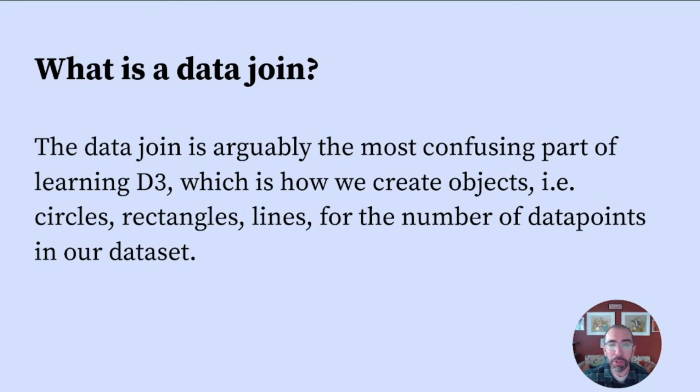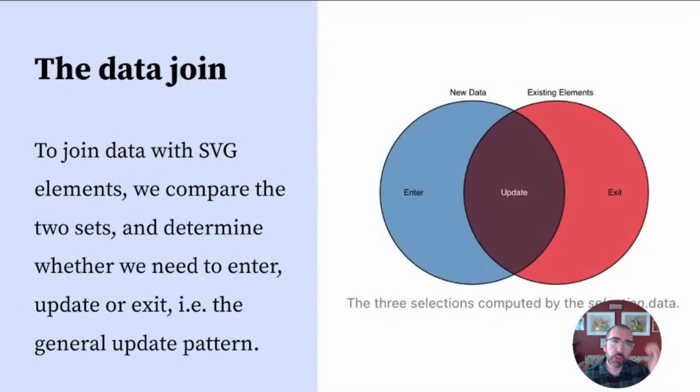And I would say this is probably one of the most confusing parts about learning D3, because when you see it, it looks maybe a little counterintuitive, right? And this again is about how we create symbols, if that's circles, rectangles, lines, based on the number of data points. So I'm going to show you this Venn diagram, and it's a good concept to have in mind. And we're going to go through it in more depth on Thursday when we talk about the general update pattern. But it's this method in D3 for how we create elements, so create circles or rectangles based on our data.